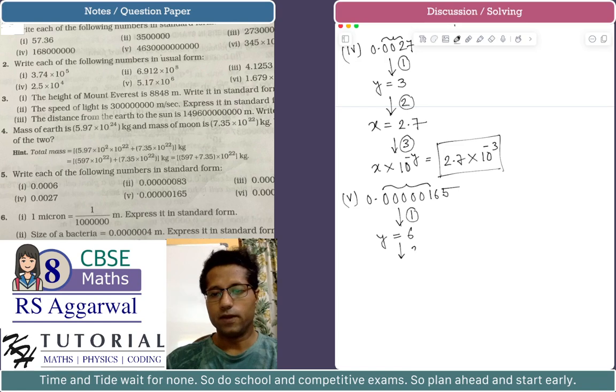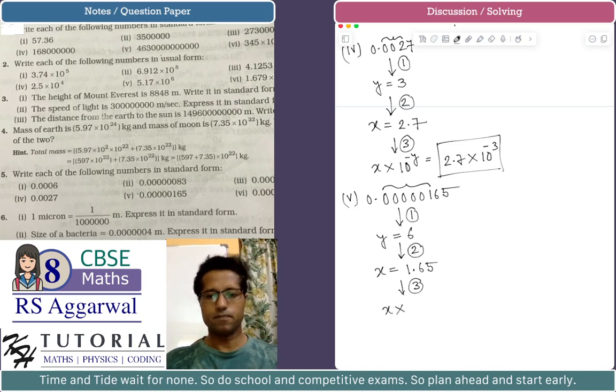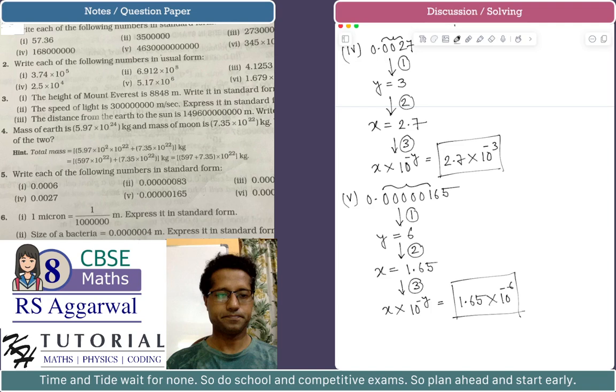After step 2, I will find x. What is x? X will be the given number, ignore the decimal point, you get the whole number, that is 165. And in the number 165, put a decimal point after the leftmost digit and it becomes 1.65. Now after the final third step, the standard form will be x multiplied by 10 to the power minus y. This is equal to 1.65 multiplied by 10 to the power minus 6. Okay.